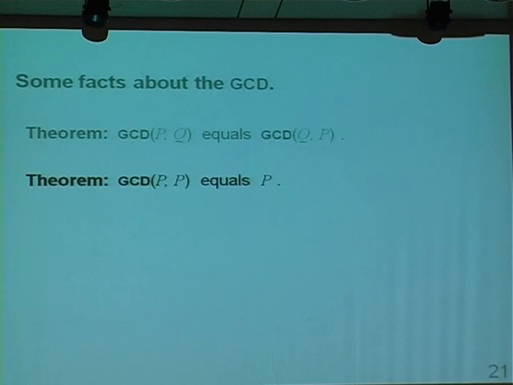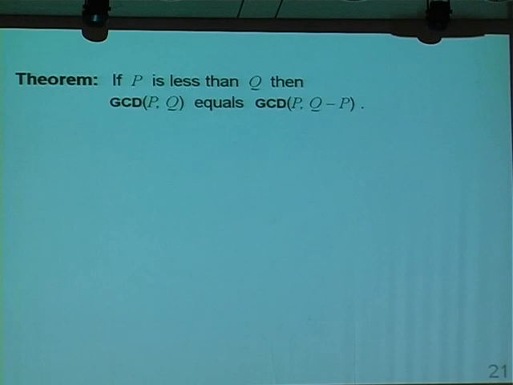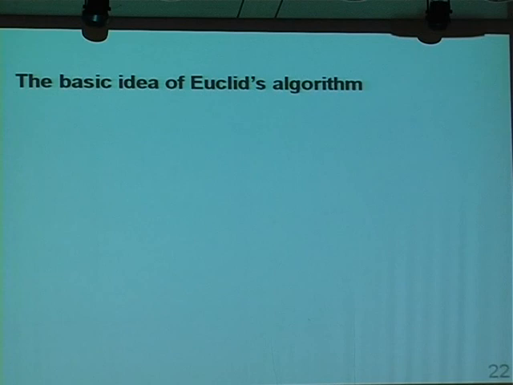A more interesting one, the less obvious one, is that if P is less than Q, then the greatest common divisor of P and Q equals the greatest common divisor of P and Q minus P. Now, I'd like to give proofs, and if I had an extra 5 minutes, I would, but I'm sorry, you'll just have to take that on faith.